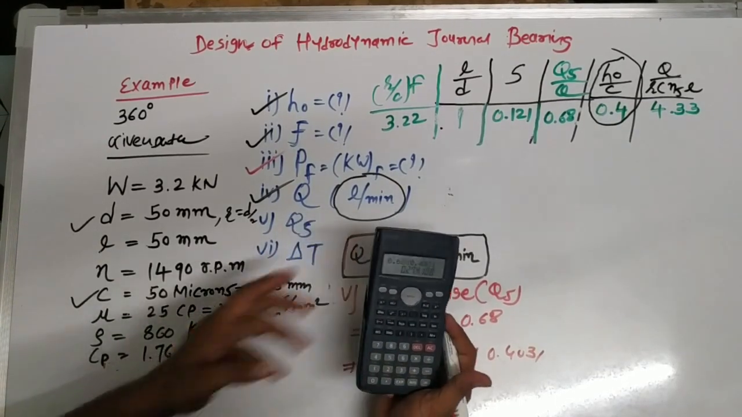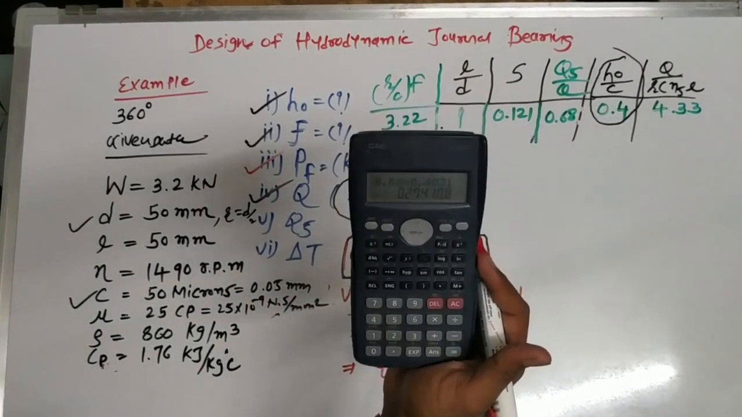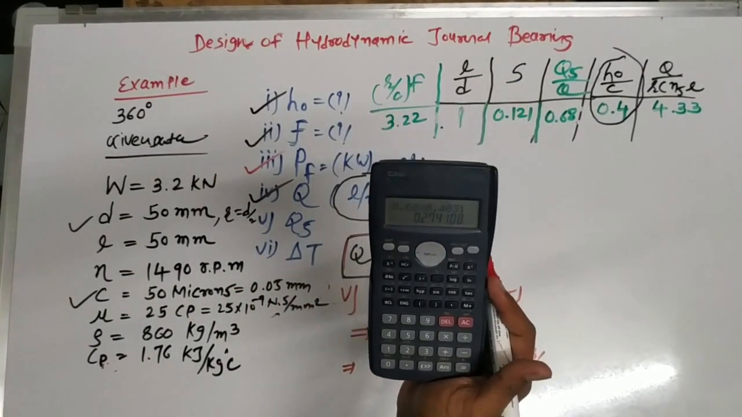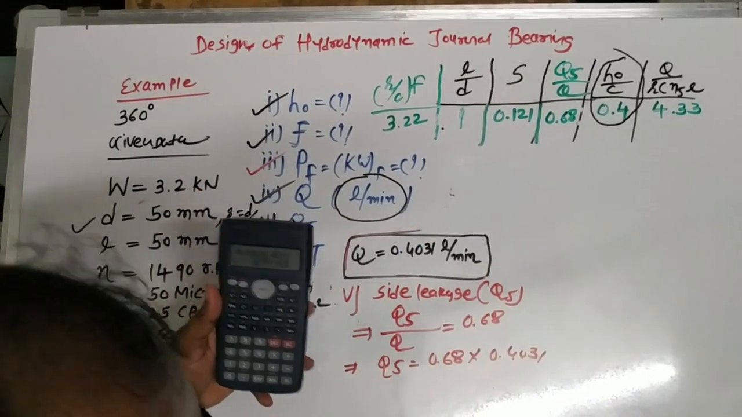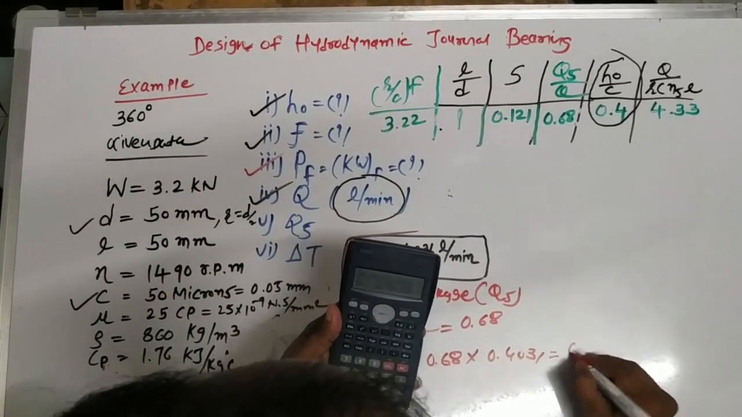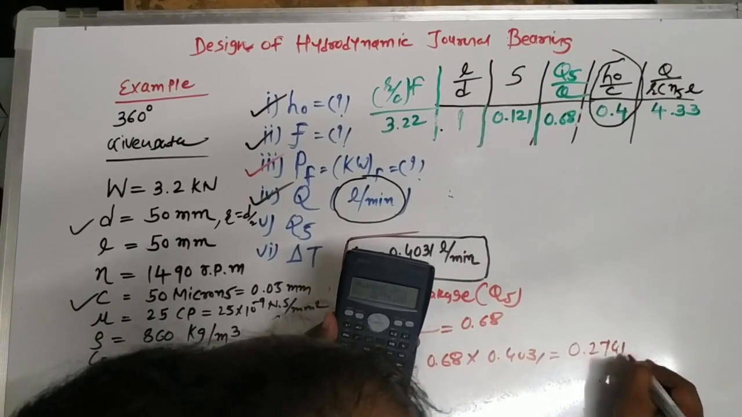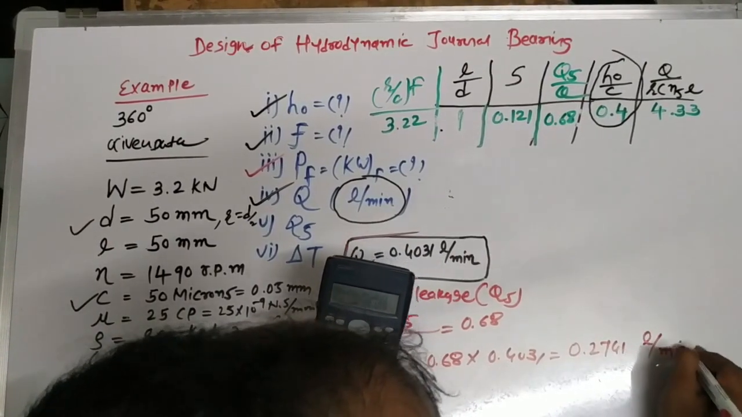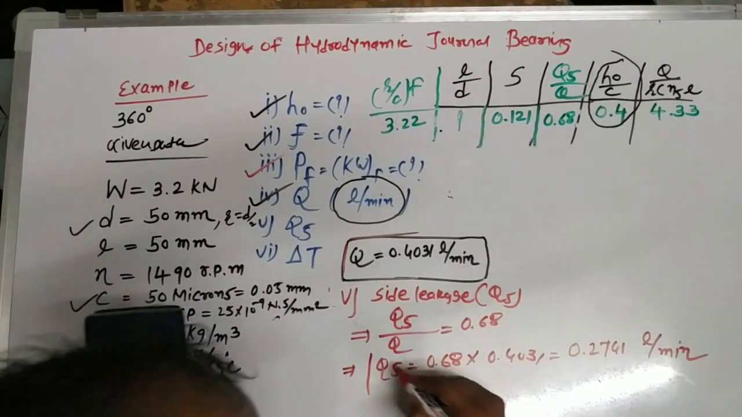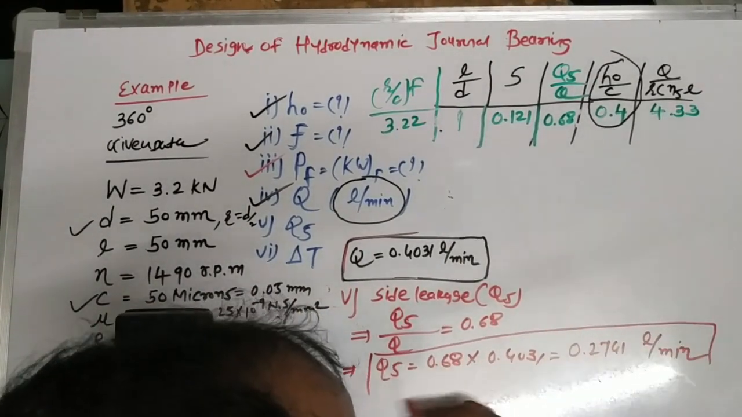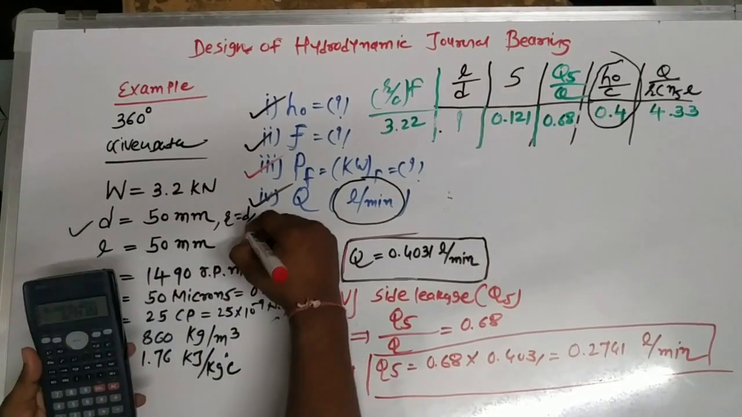So the answer of side leakage you can see here is 0.2741, but obviously that is in liters per minute. So that is our answer, 0.2741 liters per minute. So that is the answer of QS that you can see here, right? That is our fifth parameter.